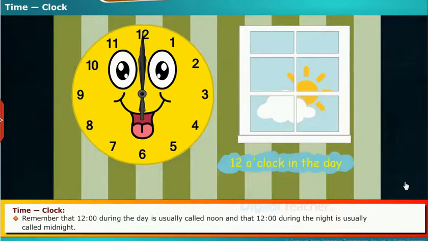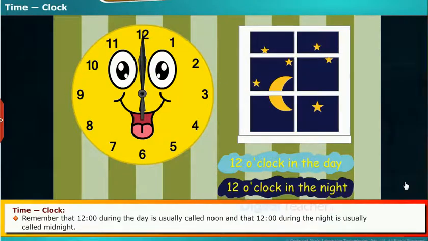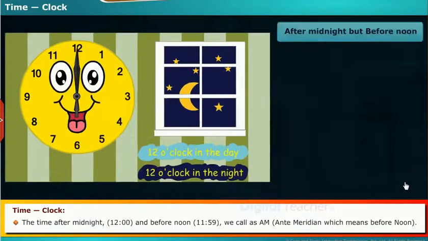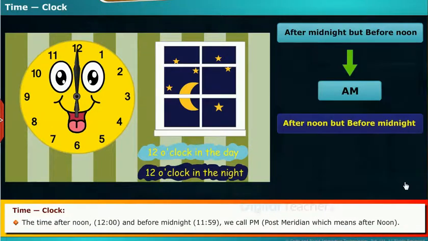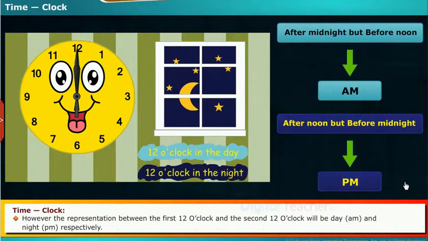Remember that 12 during the day is usually called noon, and that 12 during the night is usually called midnight. The time after midnight 12 and before noon 11:59 we call as AM, ante-meridian, which means before noon. The time after noon 12 and before midnight 11:59 we call PM, post-meridian, which means afternoon. However, the representation between the first 12 o'clock and the second 12 o'clock will be day AM and night PM respectively.